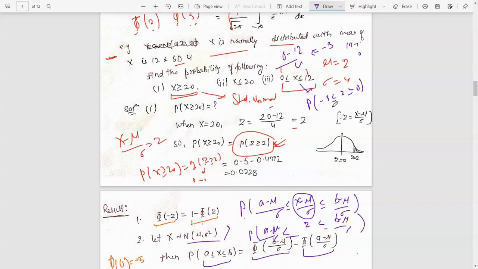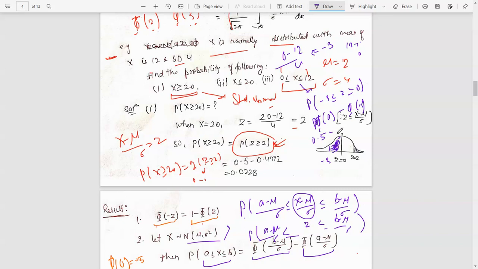Now you need to find this probability from minus 3 to 0. Let's say this is minus 3 and this is 0. How are we going to find it? This probability translates into Φ(0) minus Φ(−3). Φ(0) is 0.5, we know that, and Φ(−3) will be given to you. Using those values, we will find the answer.